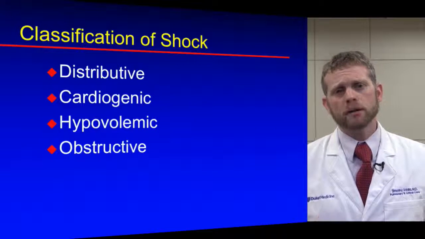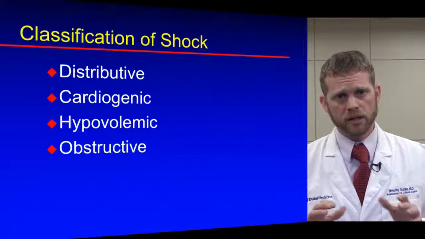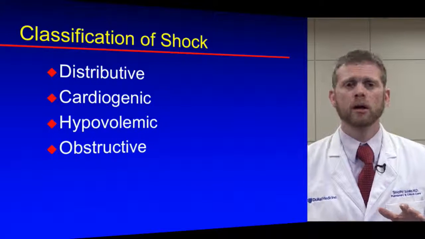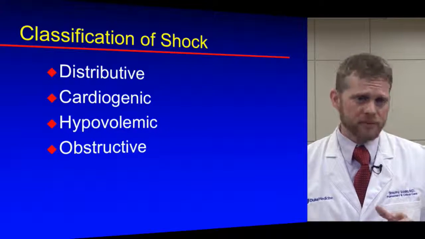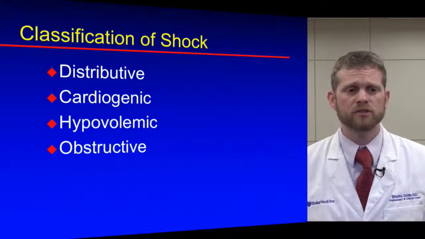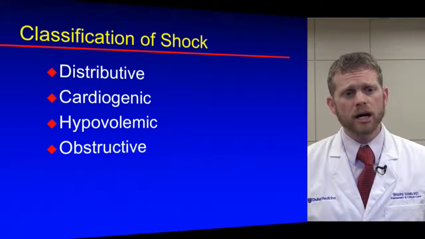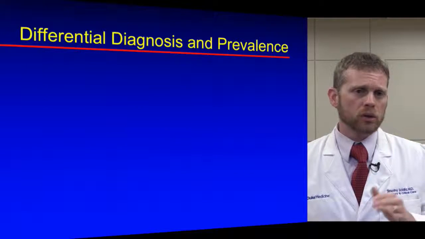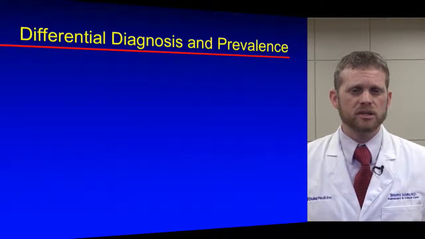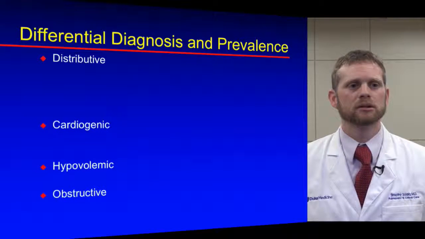So the broad classification of shock is broken down into these 4 categories. You have distributive shock, with sepsis being the most common cause of distributive shock, cardiogenic shock, hypovolemic shock, and obstructive shock. So let's go a little bit deeper into the differential diagnosis and then talk about what the prevalence is for these different kinds of shock.